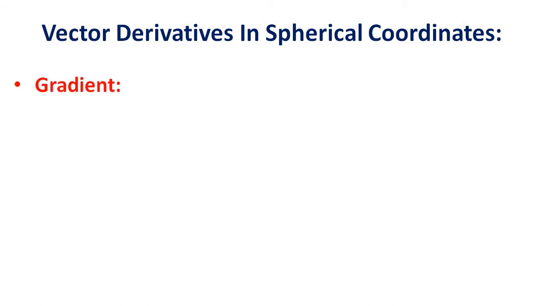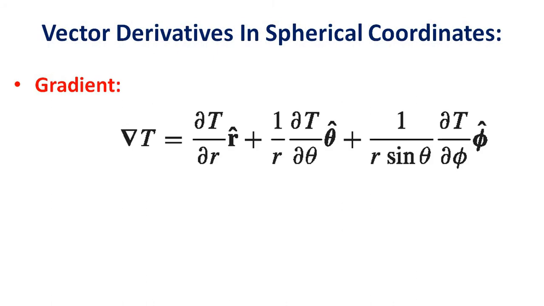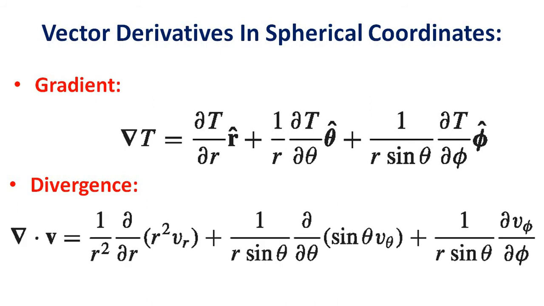The first thing is the gradient. Grad t or del t in spherical coordinates is given by del t equal to dot t by dot r r cap plus 1 by r dot t by dot theta theta cap plus 1 by r sin theta dot t by dot phi phi cap. Next case, divergence. Divergence of v, del dot v equal to 1 by r square dot by dot r of r square vr plus 1 by r sin theta dot by dot theta of sin theta v theta plus 1 by r sin theta dot v phi by dot phi.